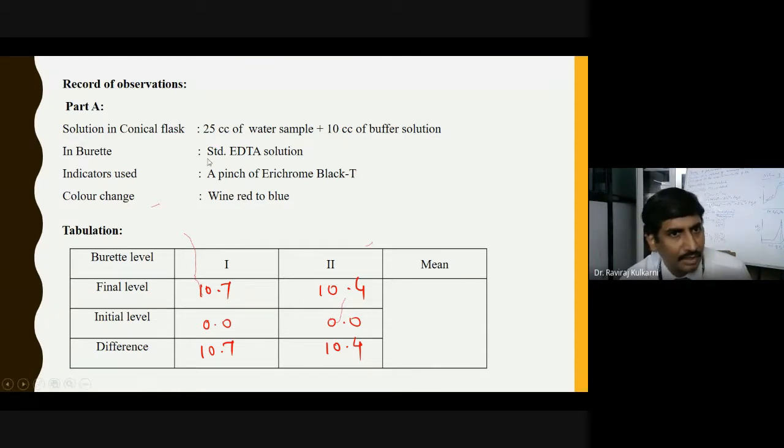Okay, in the burette what have you taken? Standard EDTA solution, the disodium salt of EDTA it is. Okay, what is the indicator used here? A pinch of Eriochrome Black T indicator. Okay, color change is wine red to clear blue. Okay, you can write the mean value if you want, but it doesn't matter here.